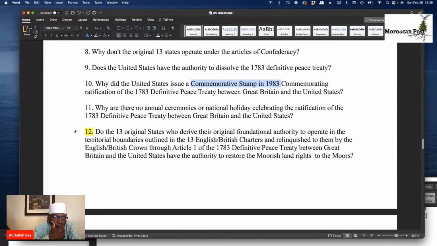Question 11: Why are there no annual ceremonies or national holidays celebrating the ratification of the 1783 Definitive Peace Treaty between Great Britain and the United States? As I said before, we're shining light on this treaty here. United States officials and state officials have not shined light on it because they don't want the general public to know.